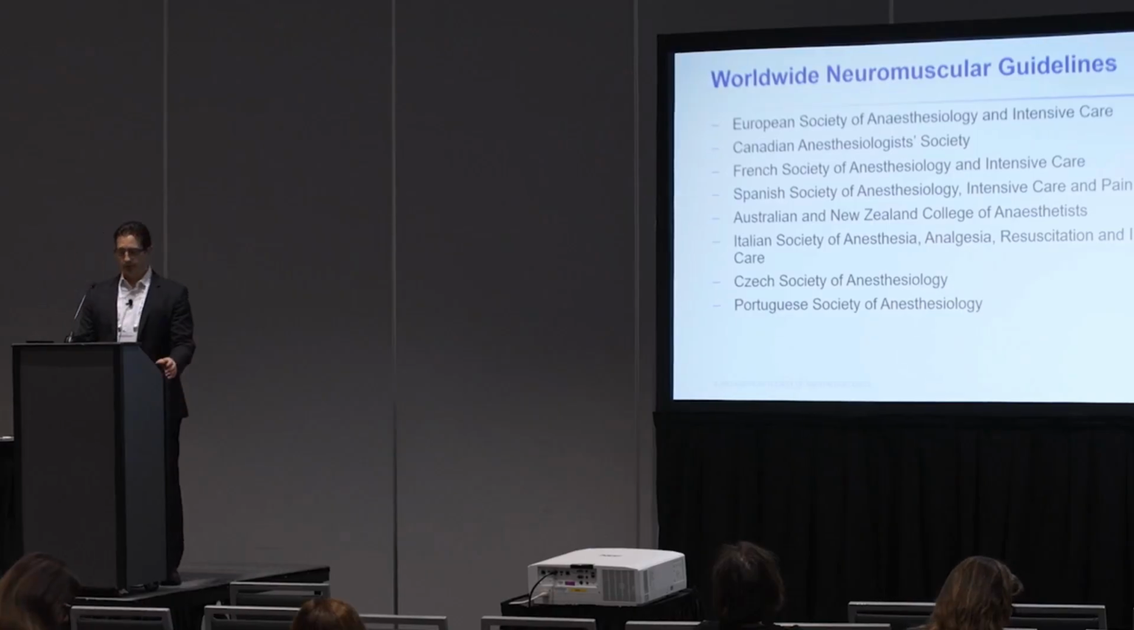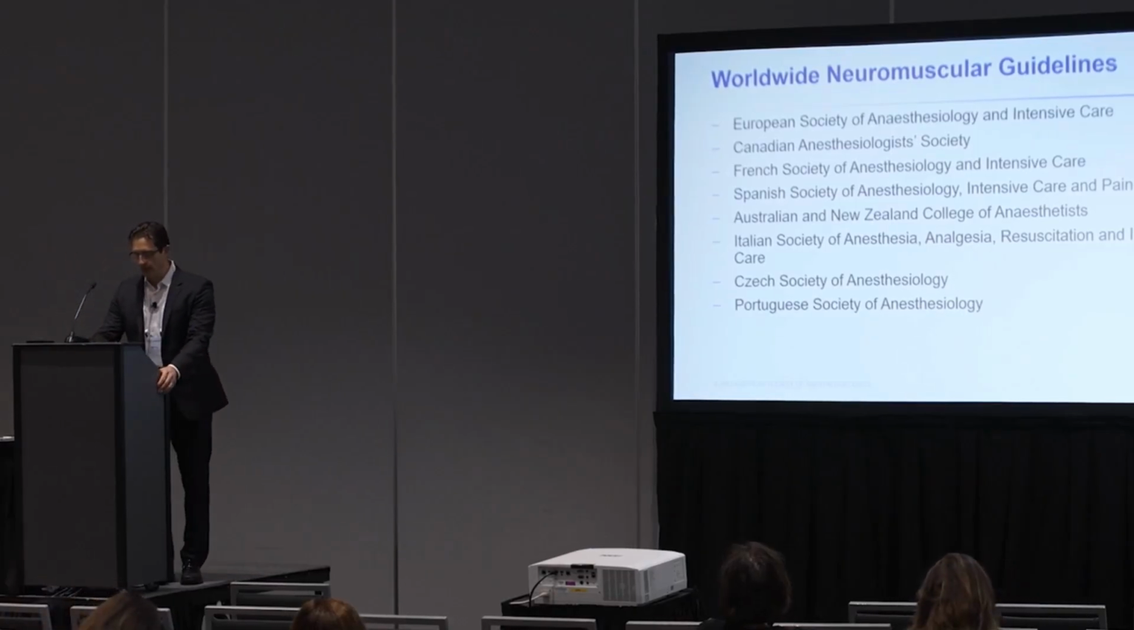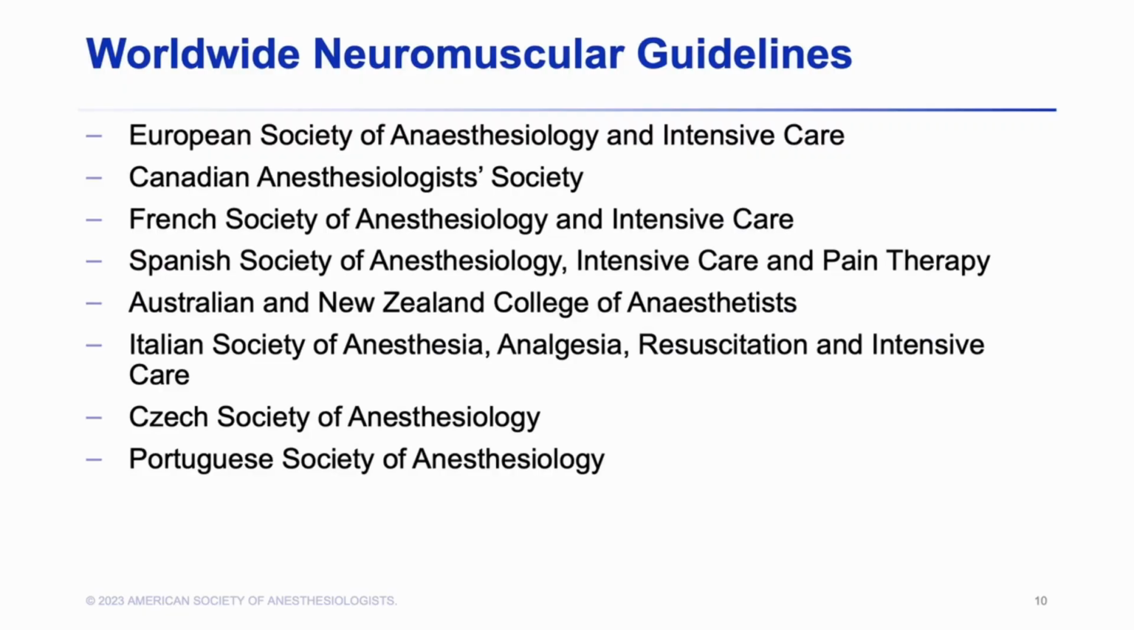So here we are. So who were we behind? Who beat us? European Society of Anesthesiology and Intensive Care, theirs was only by about a month. They published theirs in December of 22, I think. But then the Canadian Anesthesiologists' Society, the French Society, the Spanish Society, Australian and New Zealand, Italian, Czech, Portuguese, they all came up with guidelines.